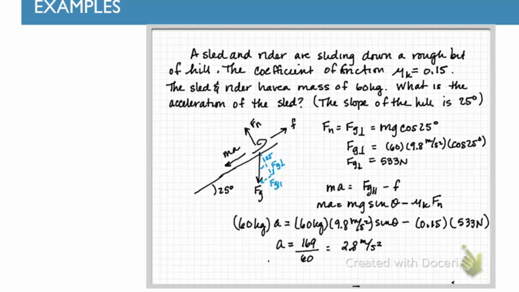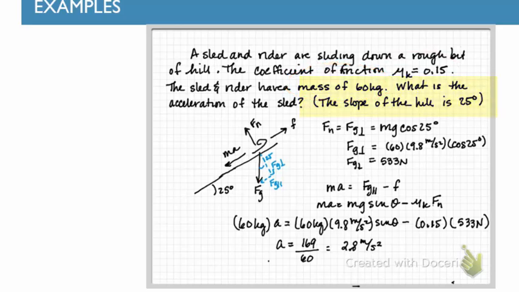So now that you've seen the nice, straightforward algebra, I thought I'd show you something a little more complicated. We're going to have a sled with a rider going down a rough hill, and the coefficient of friction between the sled and the icy hill is 0.15. The sled and the rider have a mass of 60 kilograms, and I'm asking what is the acceleration of the sled. The slope of the hill is 25 degrees. So all that information is there. You have the coefficient of friction is 0.15, you have a mass of 60 kilograms, and you have the angle of the incline.